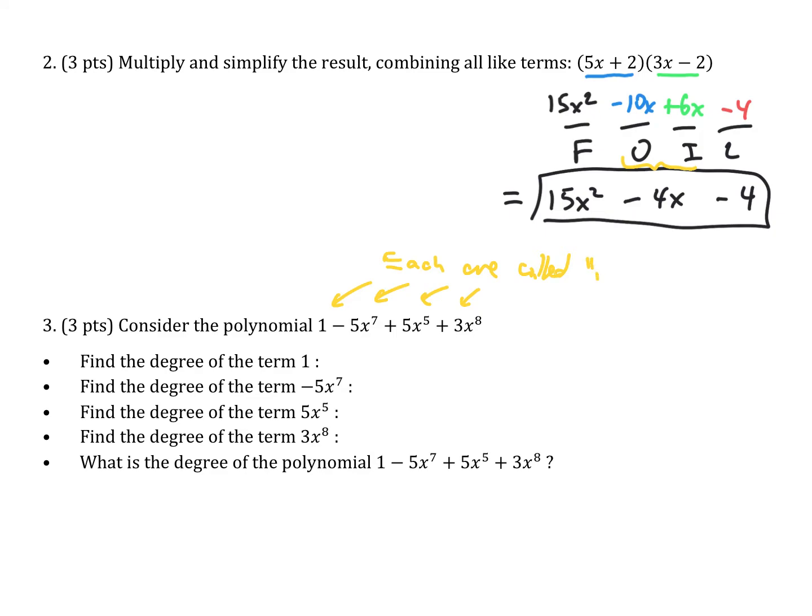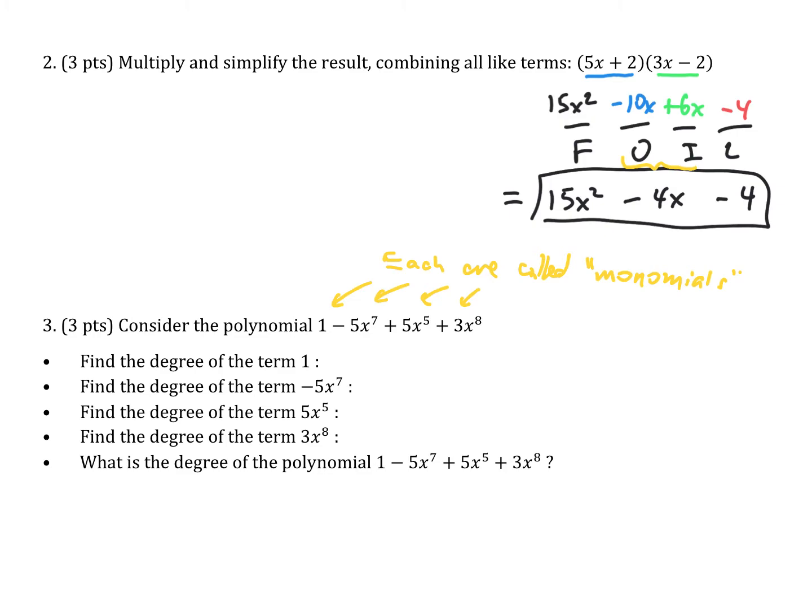So each are called monomials, where the mono there means like a single object, like one thing. And then polynomial means that you're adding or subtracting those monomials together. So each one of them will have a coefficient, and each one of them will have a degree.